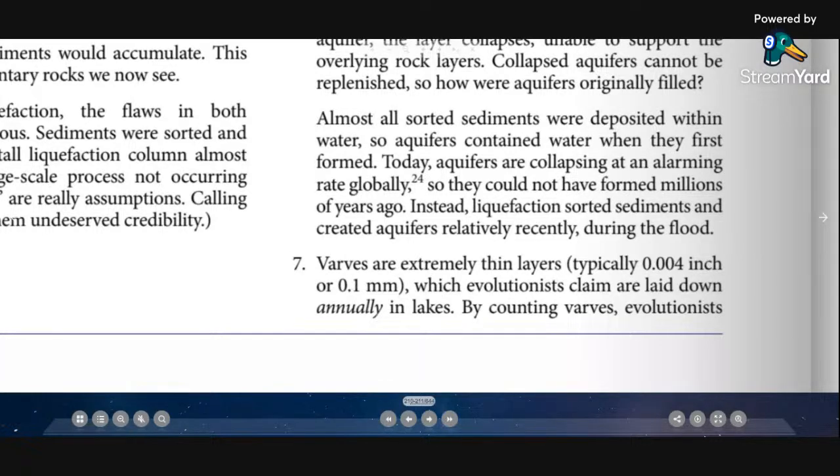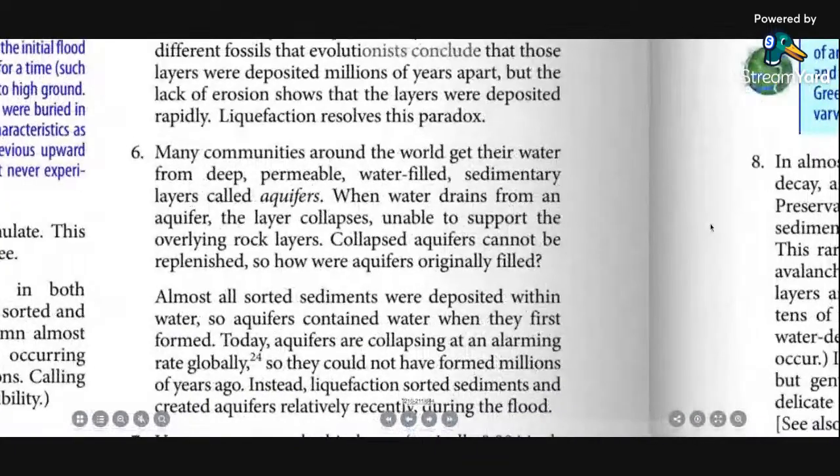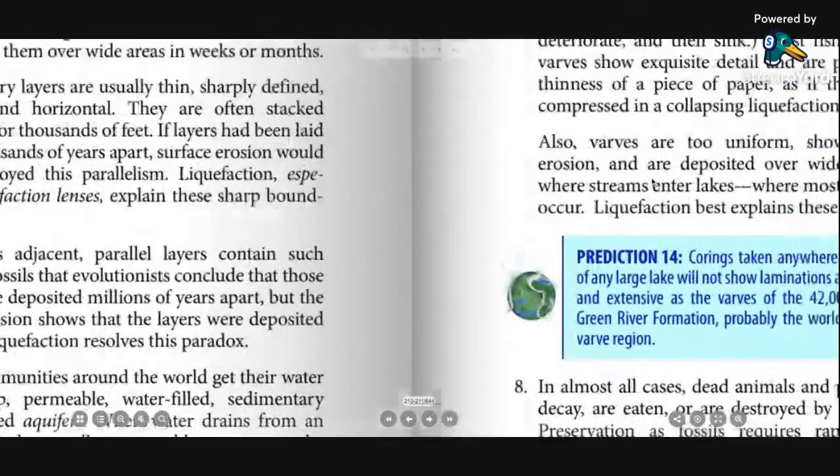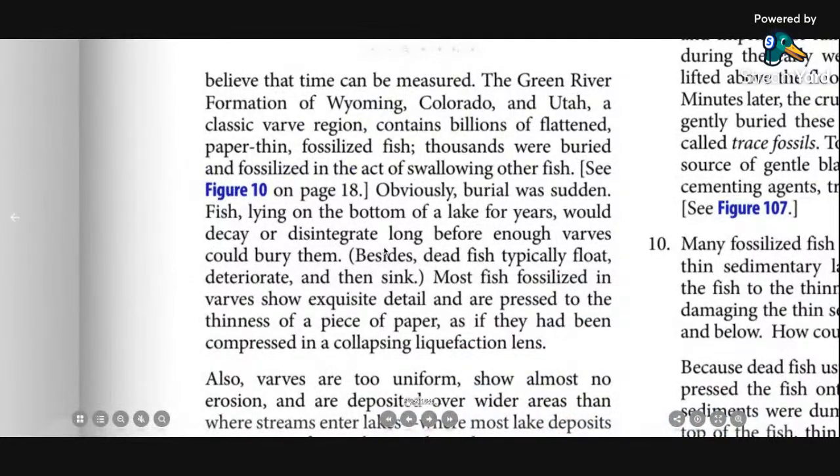Number 7, varves are extremely thin layers, typically 0.004 inch or 0.1 millimeter, or 1/10 of a millimeter, which evolutionists claimed are laid down annually in lakes. By counting varves, evolutionists believe that time can be measured.